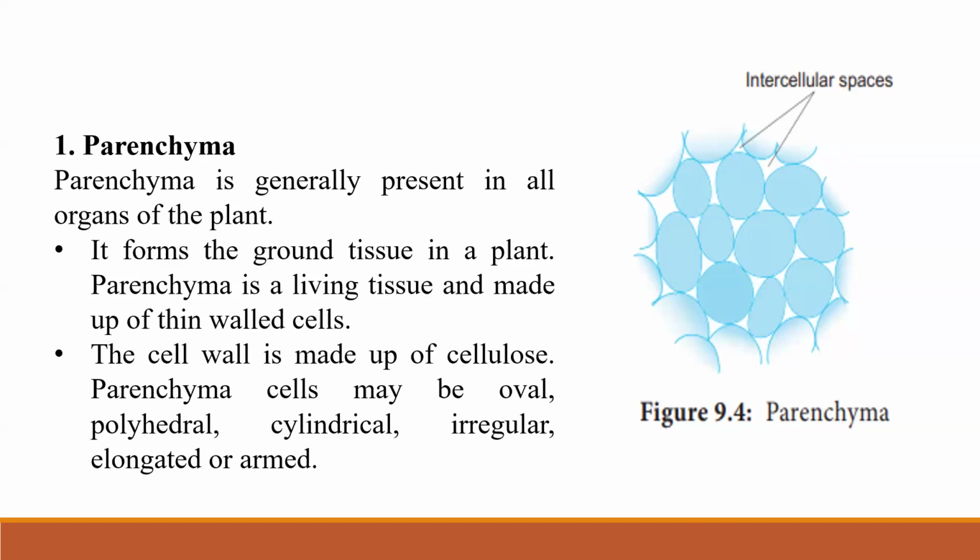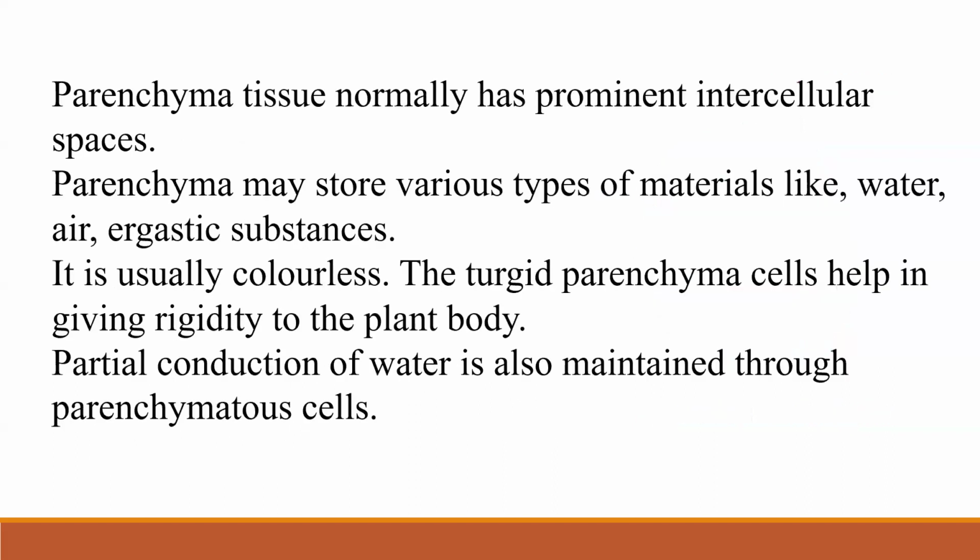The shape of the parenchyma cells may be oval, polyhedral, cylindrical, irregular, or elongated. The shape of the cells varies, but the cell wall is made up of cellulose. Parenchyma tissue generally has prominent intercellular spaces. They store various types of materials like water, air, ergastic substances, or sometimes starch and food materials also. It is usually colorless.